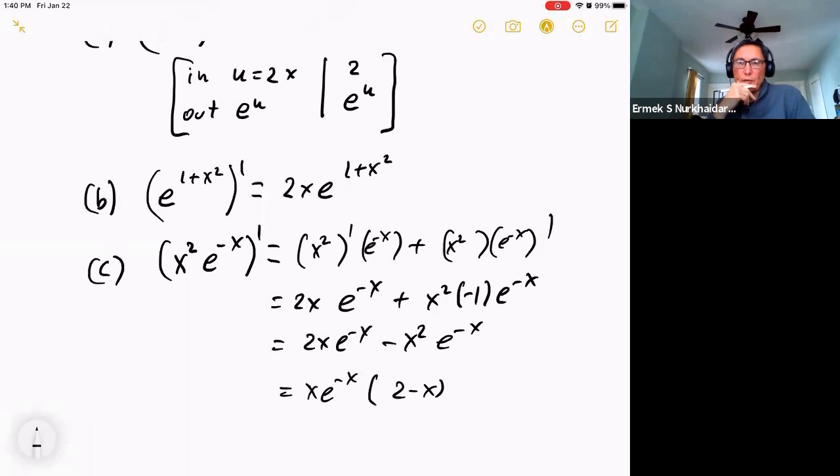Okay, so now we know how to take the derivatives of the exponential function e to x.